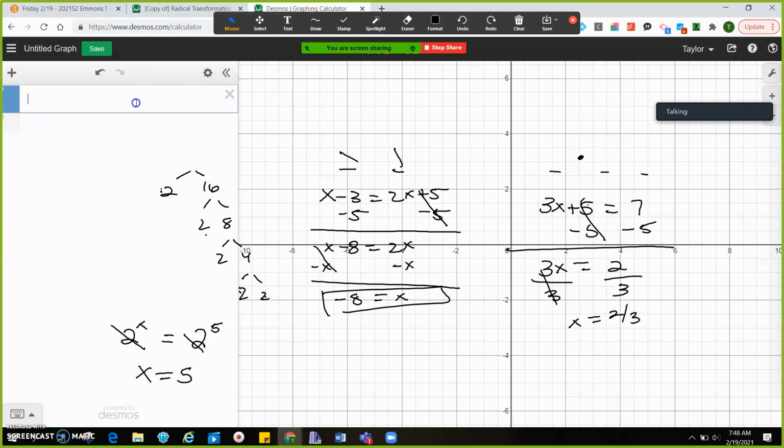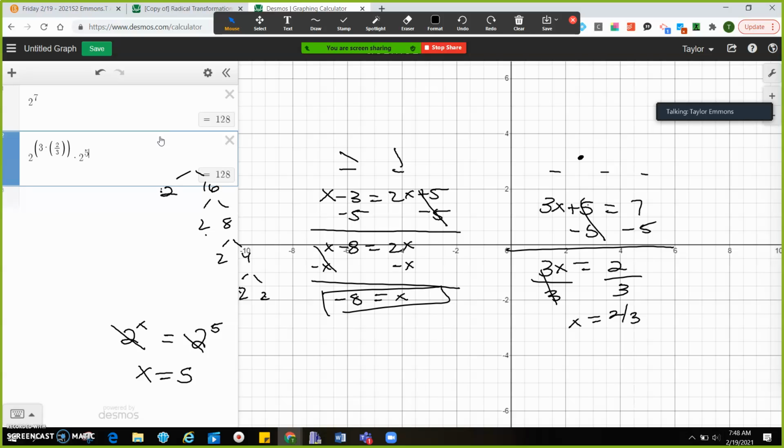So we need to know what 2 to the 7th power is. That's 128. So I'm going to come down here. 2 to the 3 times, sorry, I need to use parentheses, 3 times 2/3 times 2 raised to the 5th power. And notice how they're both equal to 128, so I'm good to go.